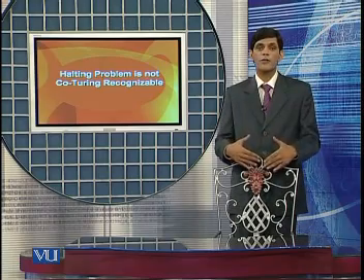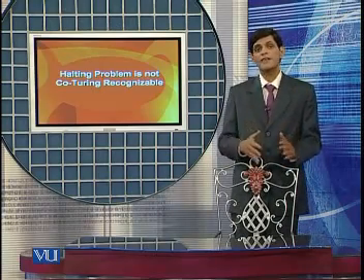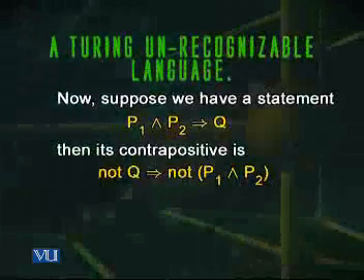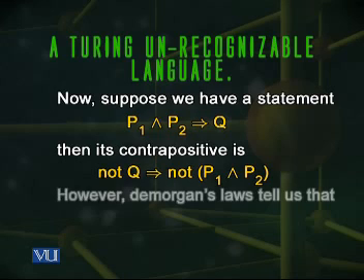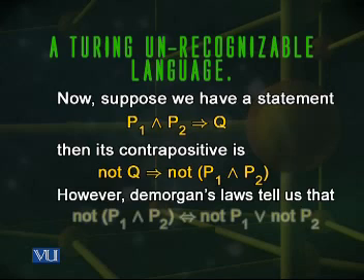So let's take the contrapositive of theorem 4.16 and see that we get our new theorem. Now suppose we have a statement of the form P1 and P2 implies a given conclusion Q. Then what would be its contrapositive? Its contrapositive would be not of Q implies not of P1 and P2. However, we can apply De Morgan's laws to the right-hand side of this, which tell us that not of P1 and P2 is the same as not of P1 or not of P2.